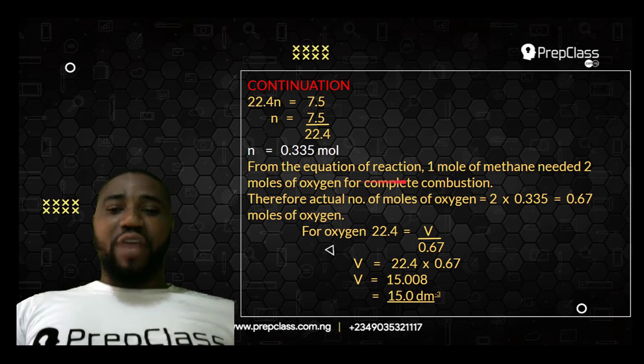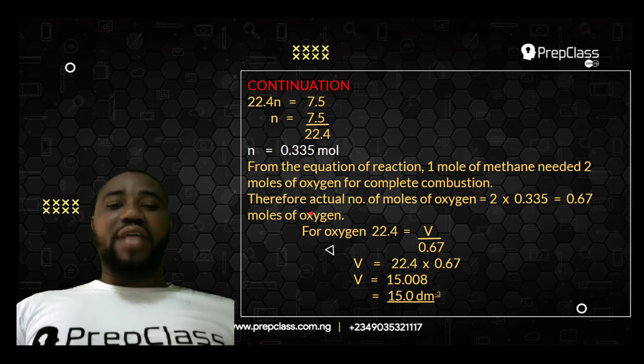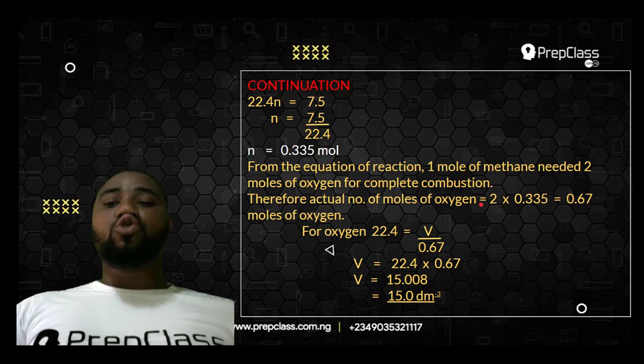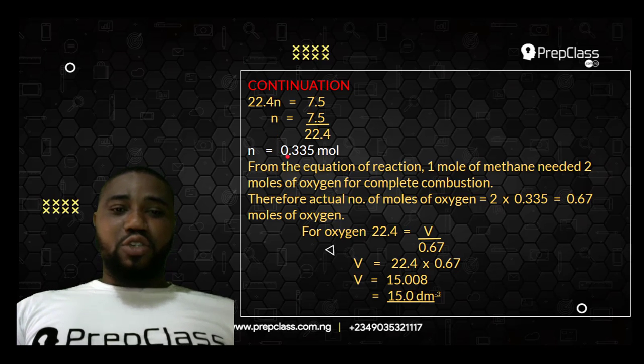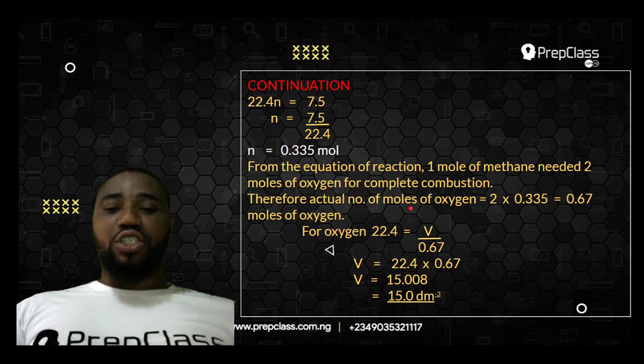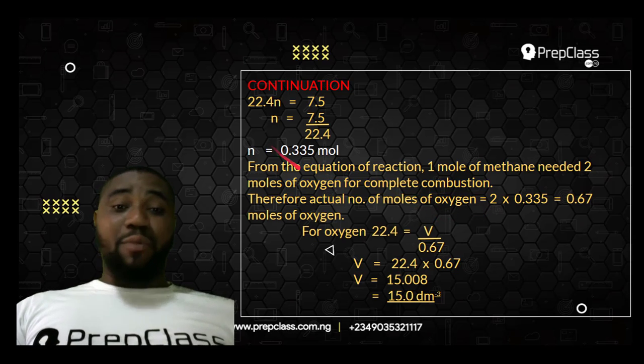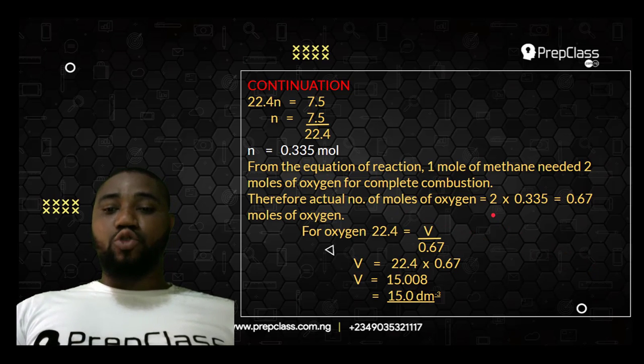So now, from the equation of reaction, like we said, 1 mole of methane needed 2 moles of oxygen for complete combustion. Therefore, the actual number of moles of oxygen becomes 2 times 0.335, because this is the actual number of moles of methane. Since 1 mole of methane requires 2 moles of oxygen for complete combustion, just multiply the number of moles of methane by 2. That gives you 2 times 0.335, which is 0.67. So the number of moles of oxygen needed to combust the methane is 0.67.